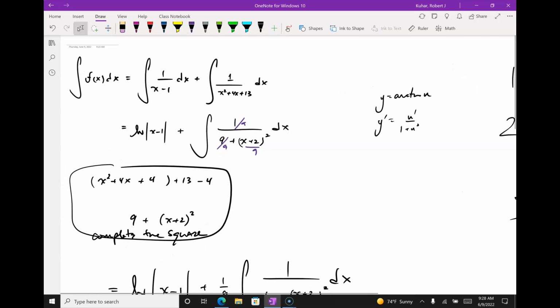Okay, so here's my thought process. Nothing seems to be working. A u sub doesn't work, etc. Right? So I complete the square.